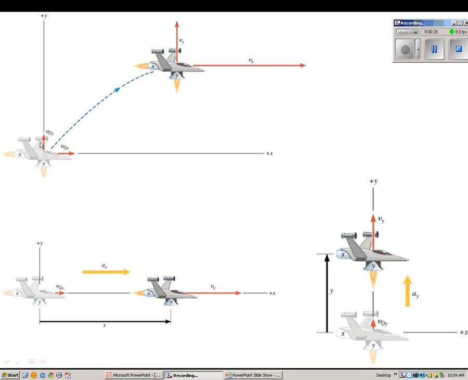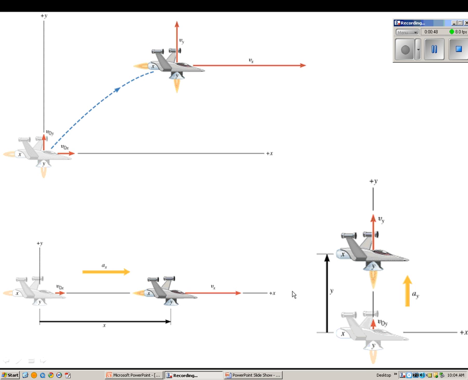It starts off with initial velocity in the y direction and initial velocity in the x direction, and ends up with a final velocity in the x and a final velocity in the y. The way we handle these types of problems is that we break them up into their x, y components. In other words, we look at only what's going on here in the x direction and only what's going on here in the y direction.